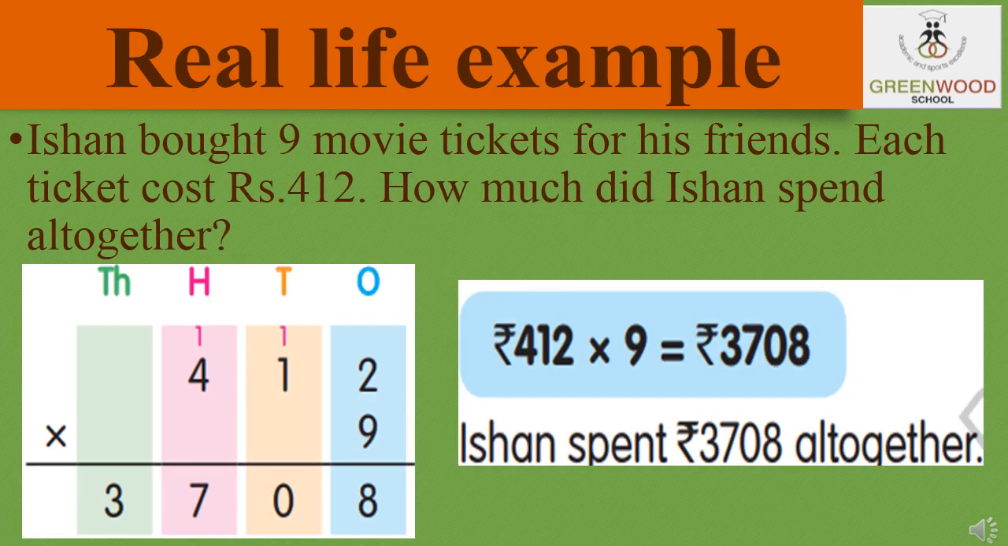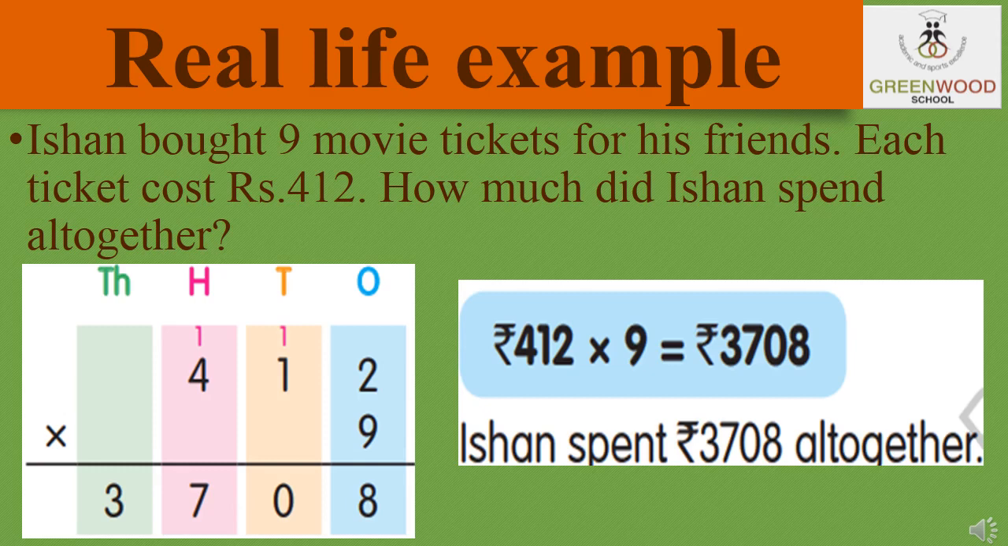Let's see a real life example. Ishan bought 9 movie tickets for his friends. Each ticket cost rupees 412. How much did Ishan spend altogether? So, will he add 412? No. That is a very long method. So, what will he do? He will multiply 412 with 9. It is an easy method to find an answer. So, let's see how multiplication is done.